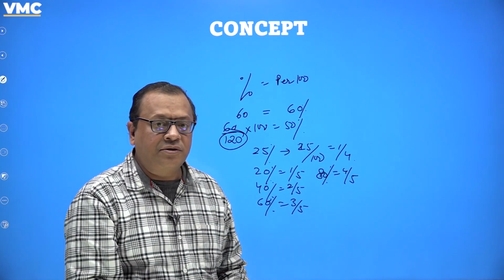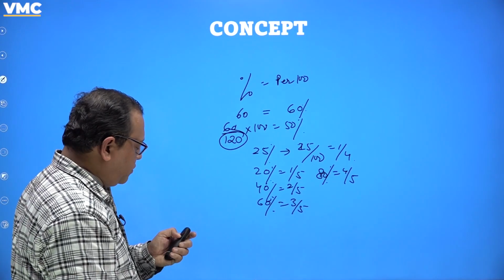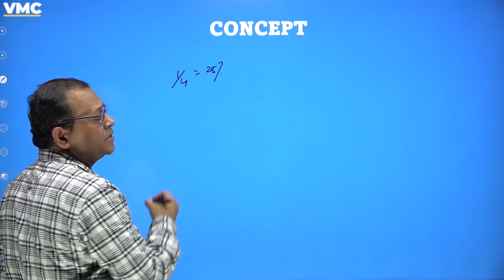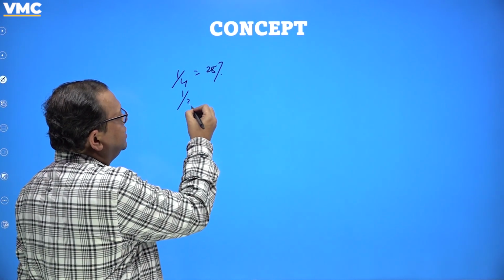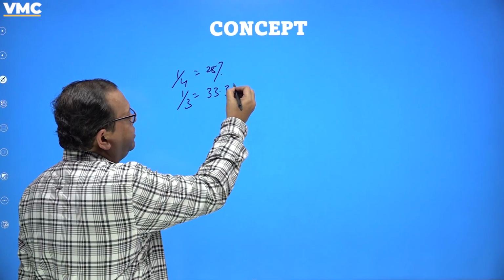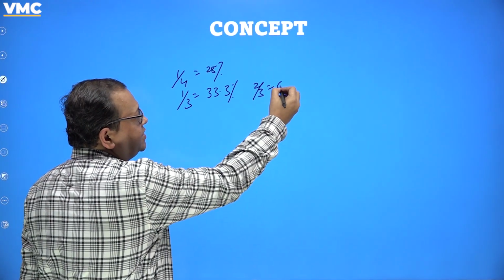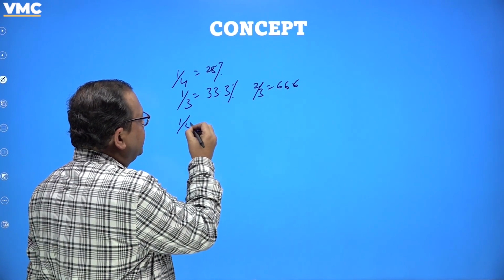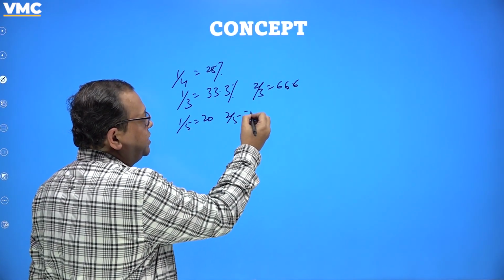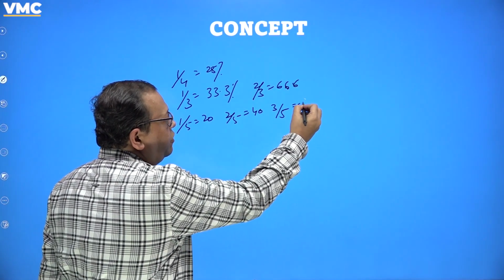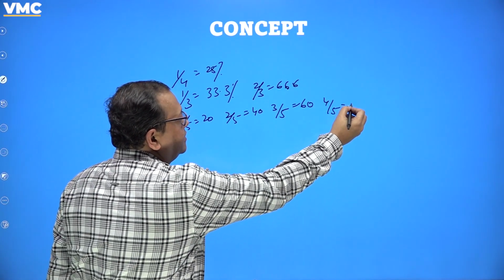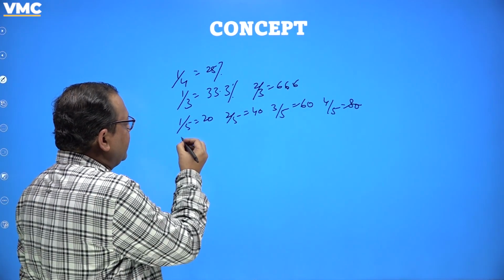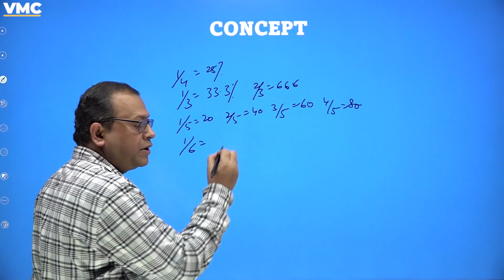25% is 1/4, so if I write it in a proper way, 1/4 is 25%. 1/3 is 33.33%, 2/3 is 66.6%. 1/5, as I just told you, is 20, 2/5 is 40, 3/5 is 60, 4/5 is 80. Clear? Next thing, if I say 1/6, how will you calculate 1/6?